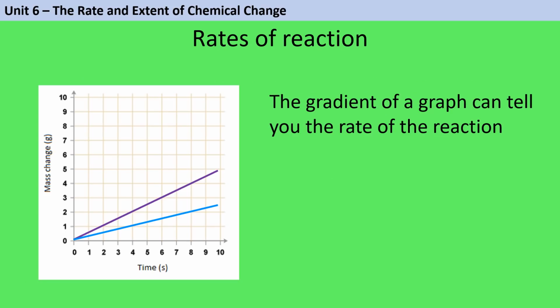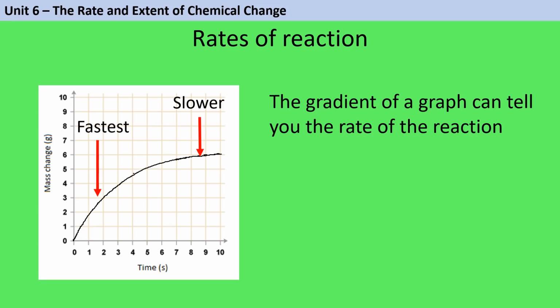You need to be able to plot raw data onto a graph and interpret graphs that the exam board have given you. On a rate graph, the gradient or the steepness of that graph can be used to tell you the rate of the reaction. So in this instance, the reaction represented by the purple line has got a faster rate than the blue reaction because the line has a steeper gradient. We can also say that for both of these reactions, the rate is constant because the gradient isn't changing.